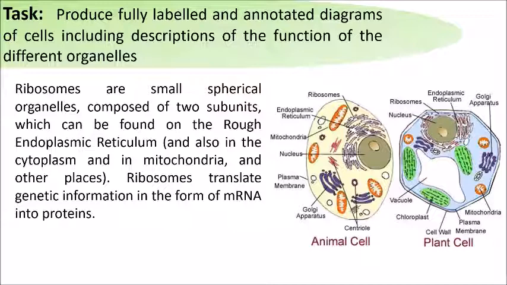Ribosomes are small spherical organelles composed of two subunits which can be found on the rough endoplasmic reticulum and also in the mitochondria and in the chloroplasts, etc. Ribosomes translate genetic information in the form of messenger RNA into protein.